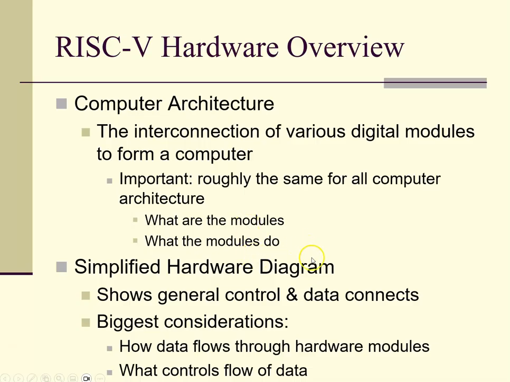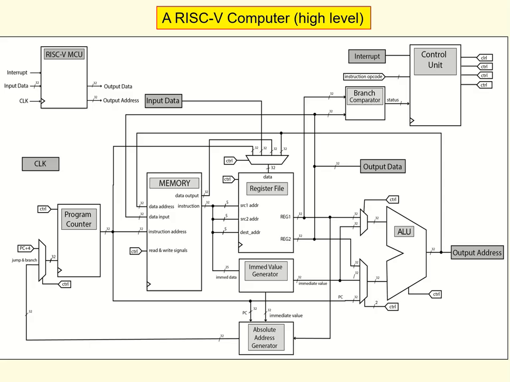So I've been working on a simplified hardware diagram. It shows just the basic control and data connections, and really the biggest considerations here are how the data flows through the modules and what data exactly flows through those modules. So this is the high-level computer architecture that we've been looking at. We're just going to step through these modules one by one.